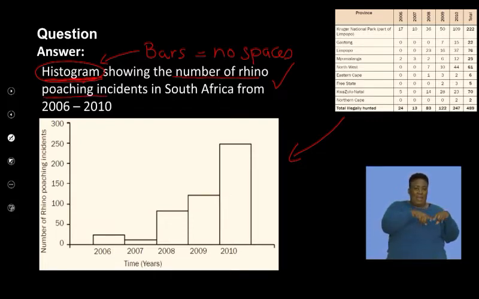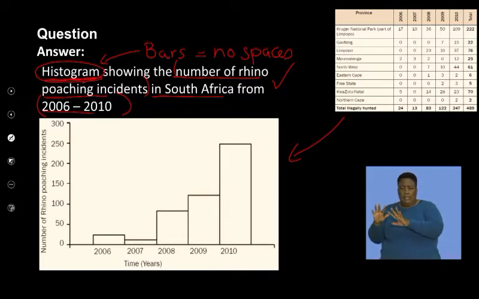Again, we've illustrated that it's a histogram, and we've got to have both the dependent and the independent variable in the heading. The dependent variable is the number of rhino horns that were poached, and this was in the time period from 2006 to 2010. So we clearly see that the heading has both the dependent and the independent variable in it.